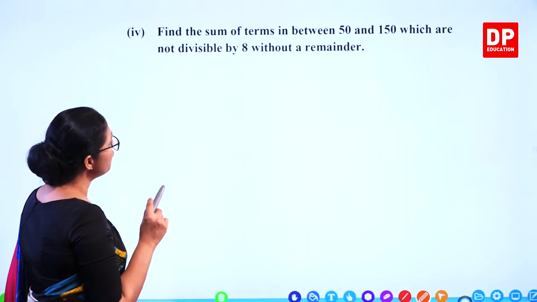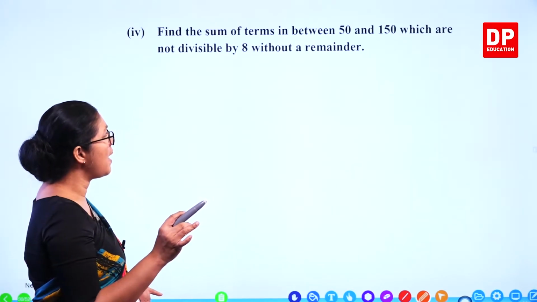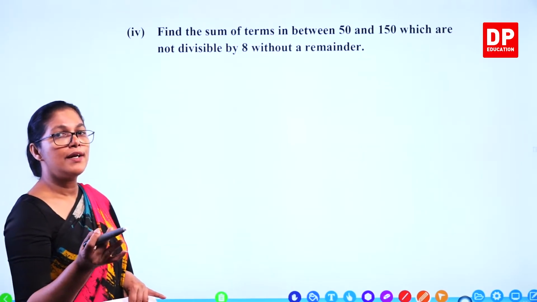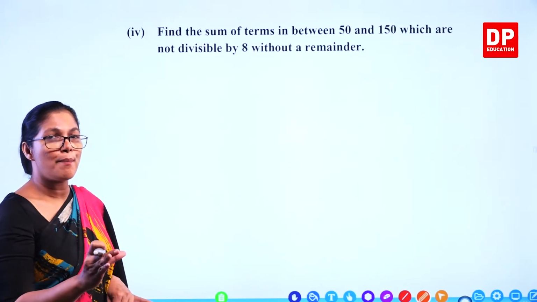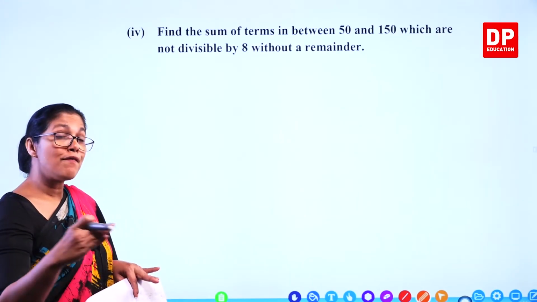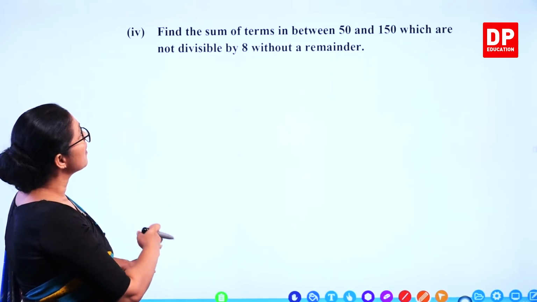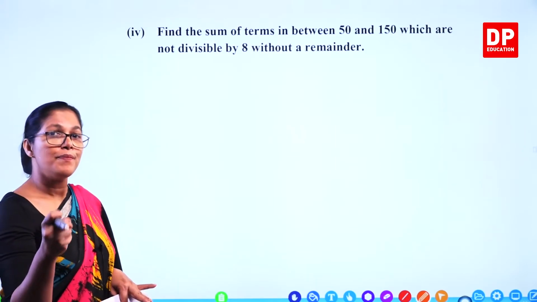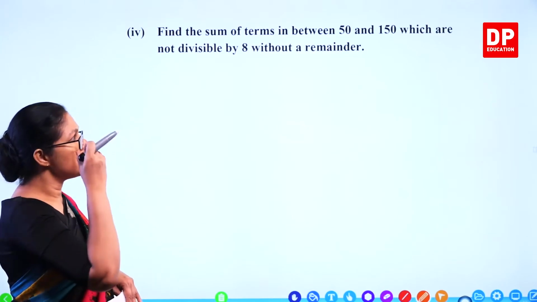Find the sum of terms in between 50 and 150 which are not divisible by 8 without a remainder. So how can we find out? Now we found numbers that are divisible by 8, the sum of numbers. So if we can find out the total starting from 50 to 150 and subtract the sum that are divisible by 8, we can easily find out this.